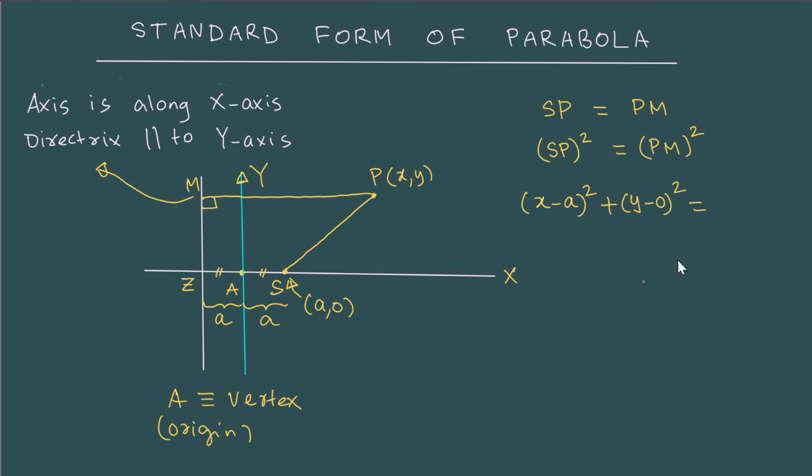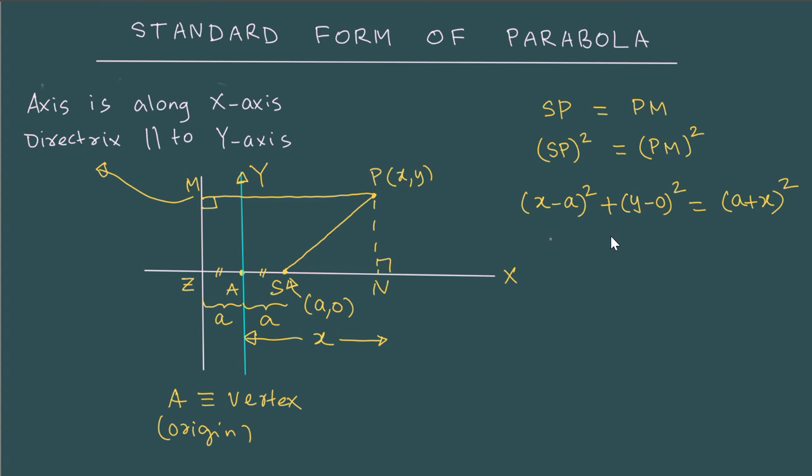And it is very easy to look at the distance PM here. If you start from the directrix, Z to A is a. A is the origin. So if I drop a perpendicular from P to the x-axis, let's call this N, this distance is clearly the x coordinate of point P, which is simply x. So PM is basically a plus x. So we can substitute that here, (a plus x), and we are squaring, so a squared.